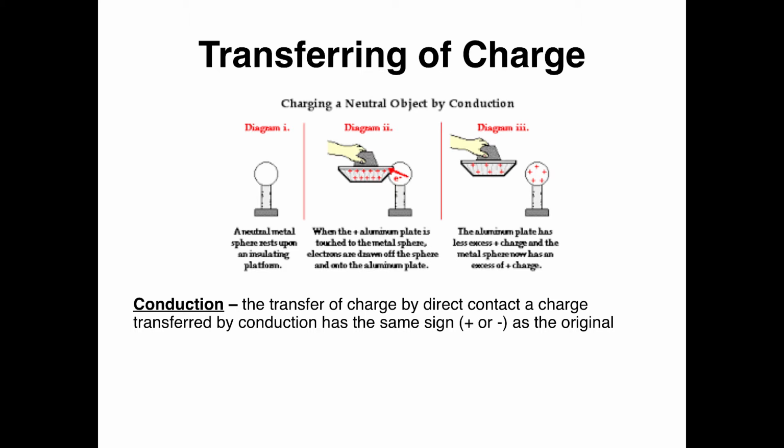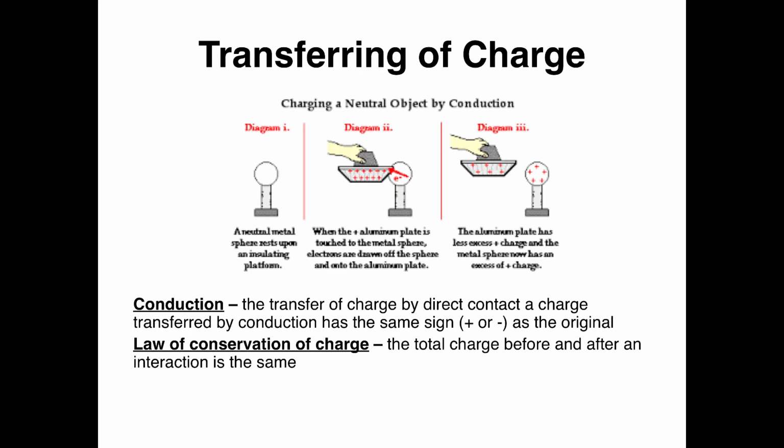Once the metal plate is removed, in diagram 3 on the right, you see that the negative charges have gone with the plate, decreasing its positive charge, but also leaving positive charges unaccompanied by negative charges on the sphere as well. So now both have some degree of positive charge.